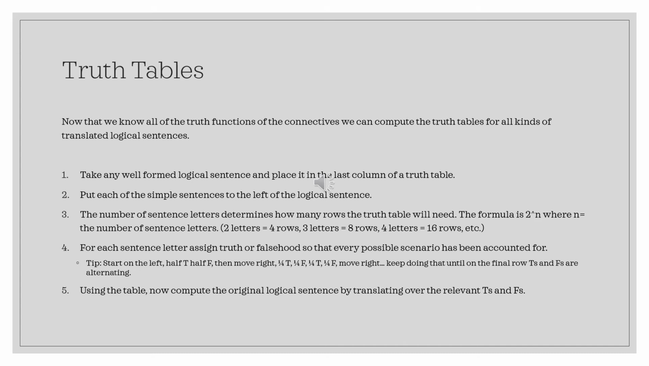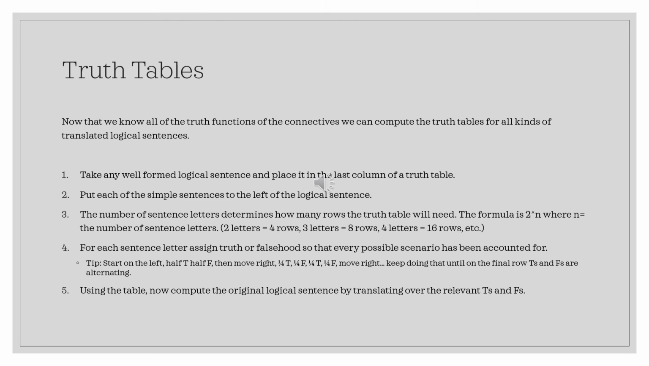And the formula here is 2 to the n rows, where n equals the number of sentence letters, right? So if there are only 2 sentence letters in the sentence that you're concerned with, then you're going to need 4 rows in the truth table. If there are 3 sentence letters, you'll need 8 rows. If there are 4 sentence letters, you'll need 16 rows. And it goes up. We're going to try and stick to 3 sentence letters at the most, because anything beyond that just starts to get out of hand.